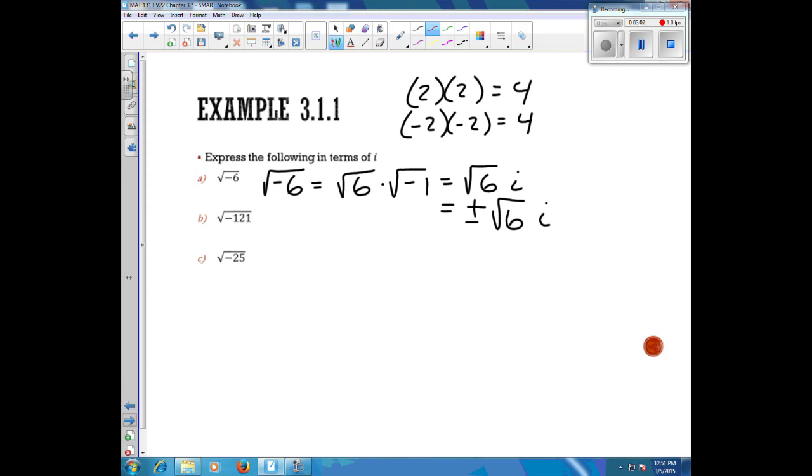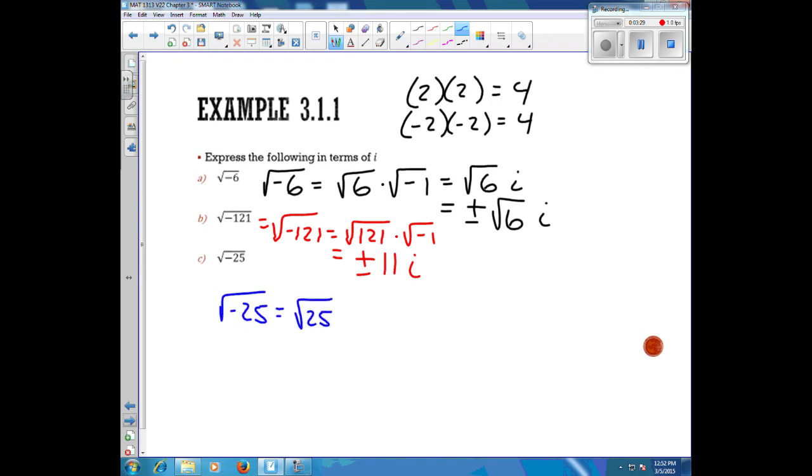Similarly, the square root of negative 121 is the same thing as the square root of 121 times the square root of negative 1. The square root of 121 is plus or minus 11. And the square root of negative 1 is i. And finally, the square root of negative 25, same thing as the square root of 25 times the square root of negative 1, which is plus or minus 5i. And so when we take the square root of a negative number, we use i's to represent that negative part.